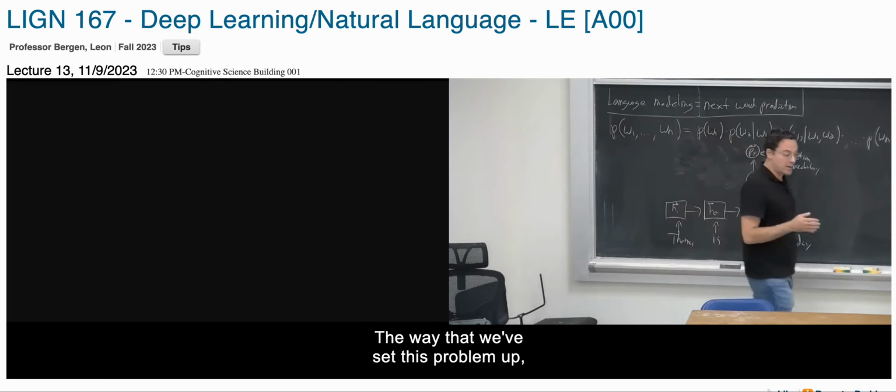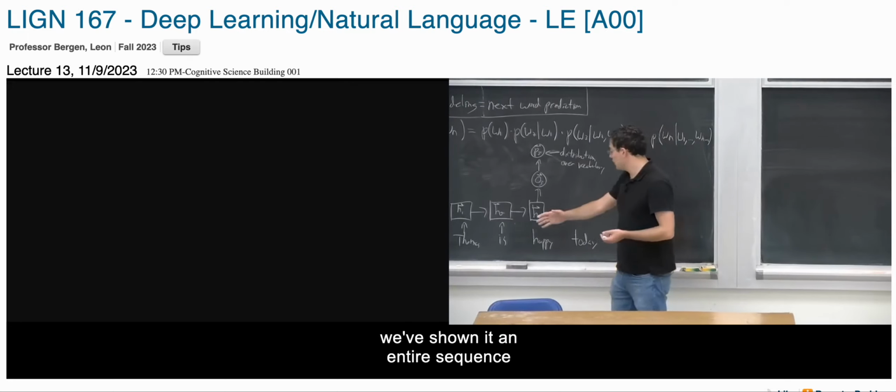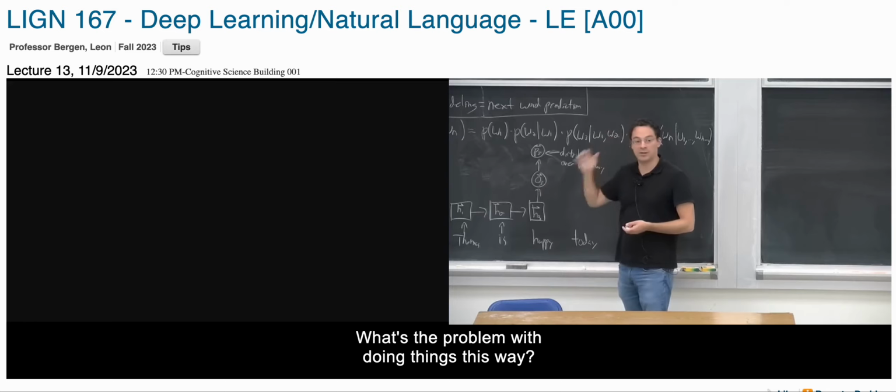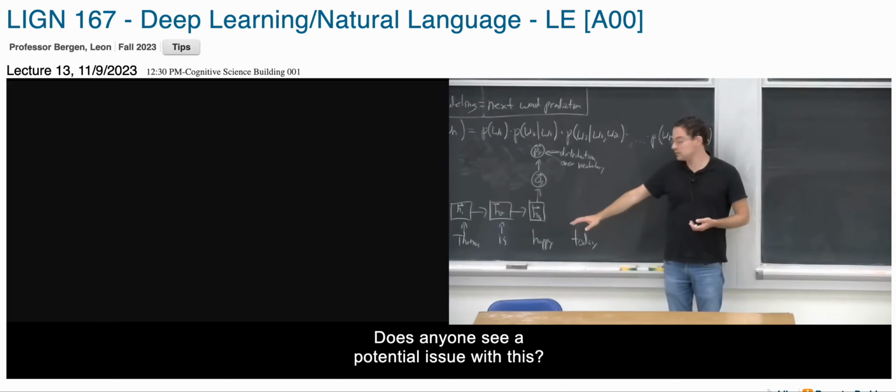Okay. The way that we've set this problem up, we've shown it an entire sequence, or a large fraction of a sequence, and we're asking it to predict the next word that comes after that. What's the problem with doing things this way? Does anyone see a potential issue with this?